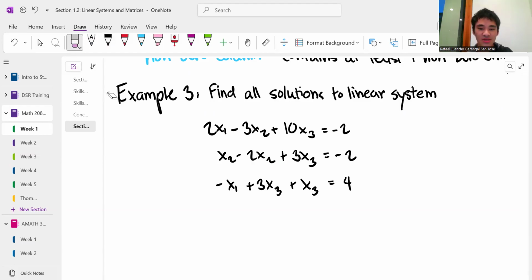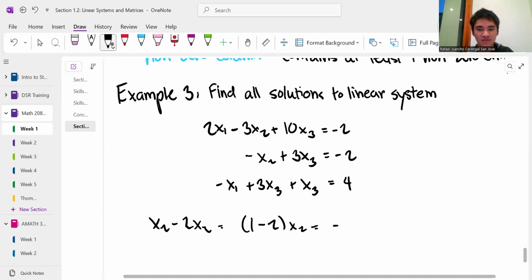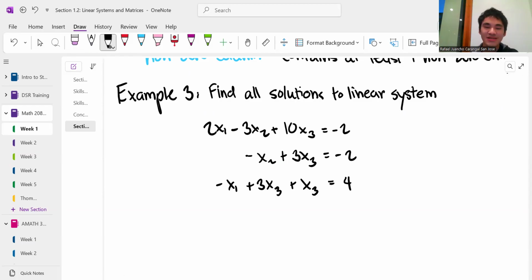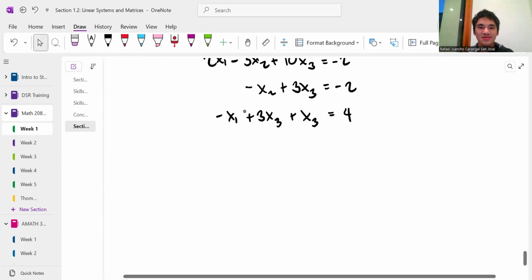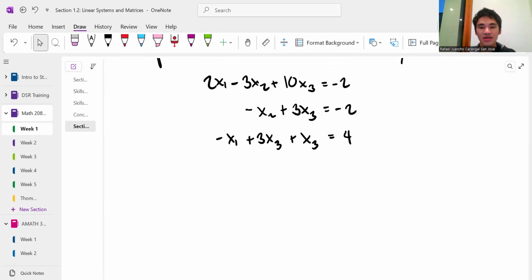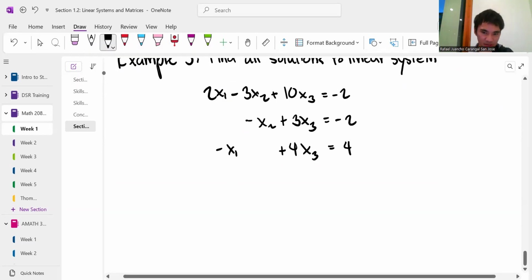So we got negative x sub 2. We did x sub 2 minus 2x sub 2, factor out the x sub 2, 1 minus 2 times x sub 2. We had negative 1 times x sub 2. Or a simpler way, we just treat that like a number, so we just do 1 minus 2. It's really simple. Another thing: look at that, 3x sub 3 plus x sub 3 gives me a 4x sub 3, right? Cool.